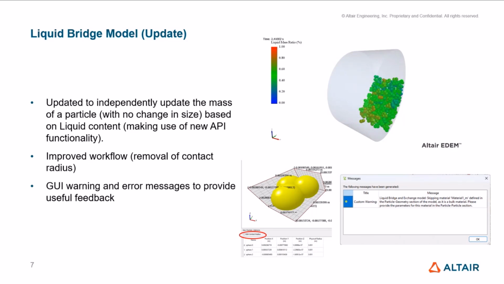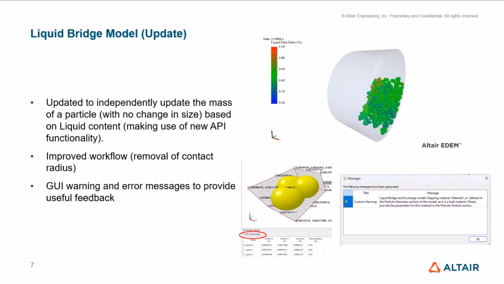The way this model was working in the past, due to limitations in the API functionality at the time, we weren't able to fully model the way the liquid mass was accumulating on each particle. The maths was handled correctly, but the way we were handling it internally wasn't ideal. Now, using some new functionality, it makes things faster. There's no need for the approach we were using before, and so we're just enhancing the liquid bridge model.